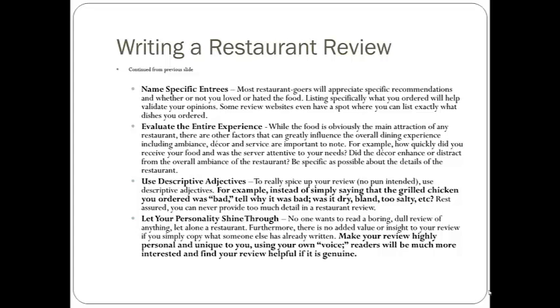Remember I told you how important it is to use words within the physical. Use descriptive adjectives. For example, instead of simply saying that the grilled chicken you ordered was bad, tell why it was bad. If you're ordering sushi, let us know. Don't say it was bad. Say the rice was not moist. It tasted stale, like it was made the day before.